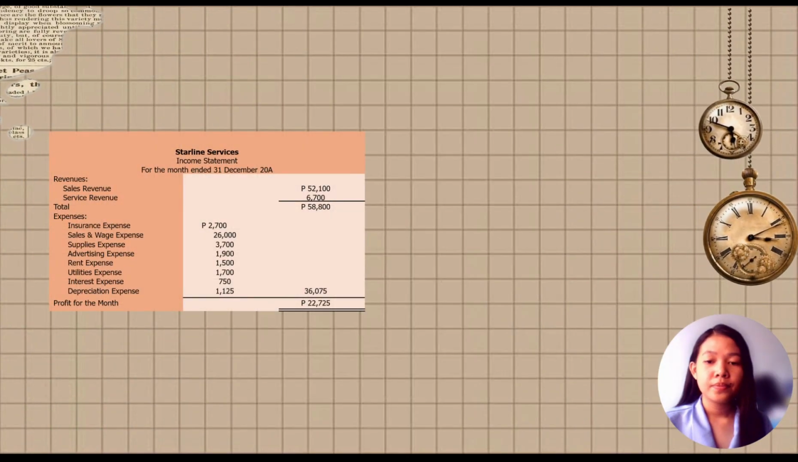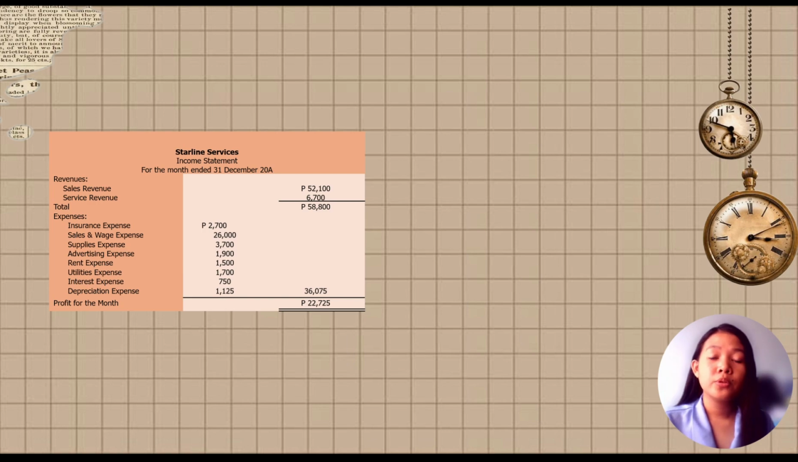So, first we have the income statement. Starline Services for the month ended December 31, 2028. This statement shows performance, whether the business earned a profit or loss during the month.